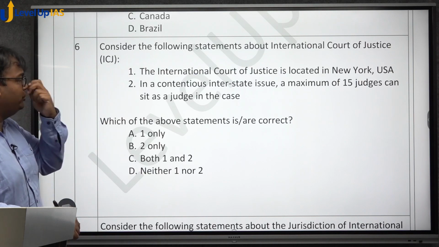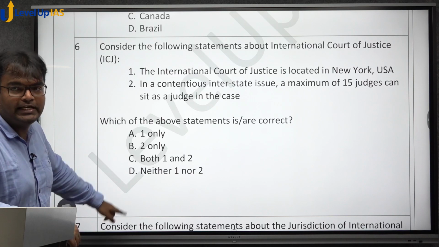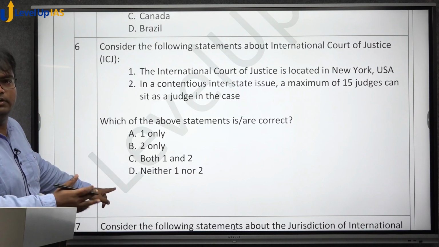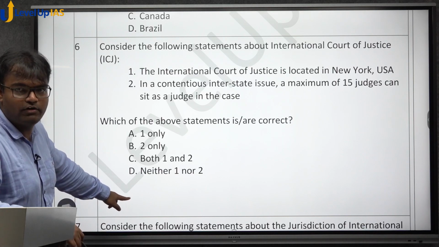1 is also wrong, 2 is also wrong. What should be the answer? D, D for dog. Don't get confused between D and B. D. Answer is neither 1 nor 2.